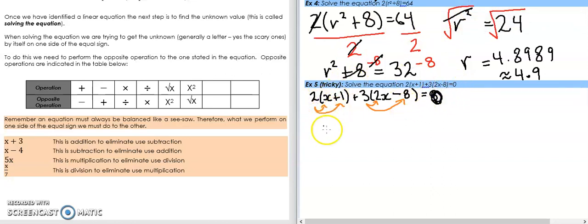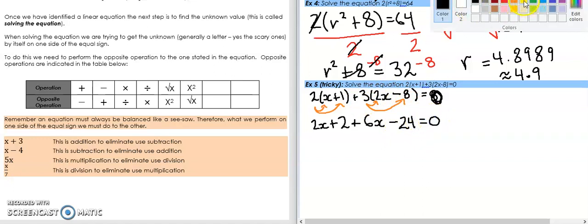Okay, 2 times x is 2x. 2 times 1 is 2. 3 times 2x is 6x. And 3 times minus 8, a positive times a negative, will give me a negative. So it's minus 24. This is equal to 0.